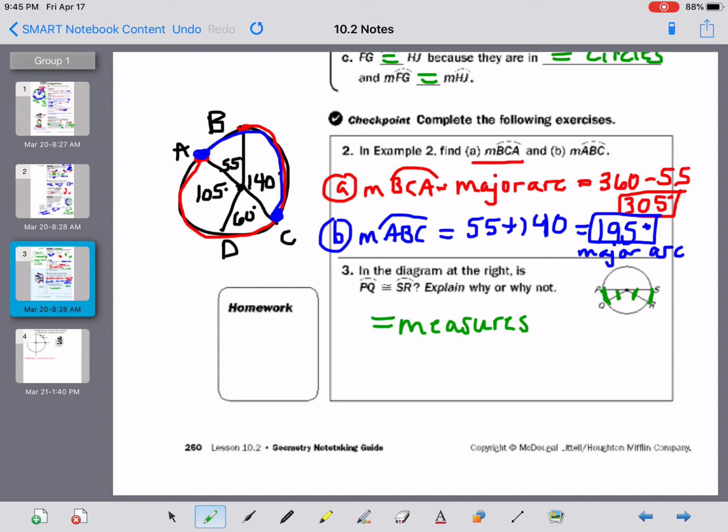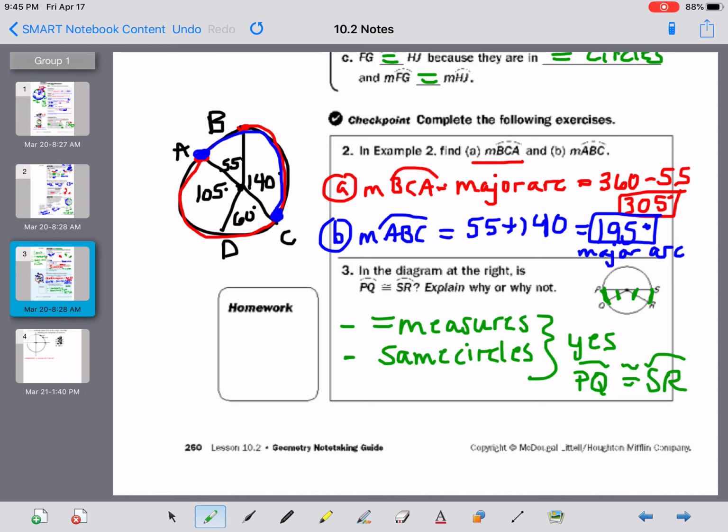And remember, I have a second check. Does it come from the same circle, or do they come from congruent circles? Well, this one definitely comes from the same circle. So it means I have a check on both things I need to check for. Between those two, that means yes, I have PQ congruent to SR, because I do have both parts of my arcs and both rules fit.